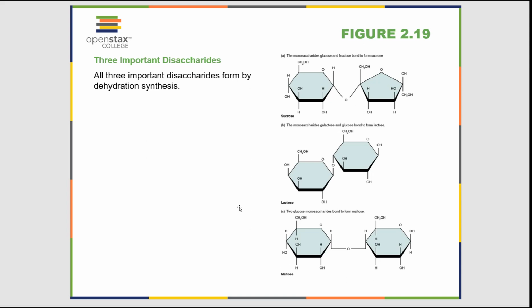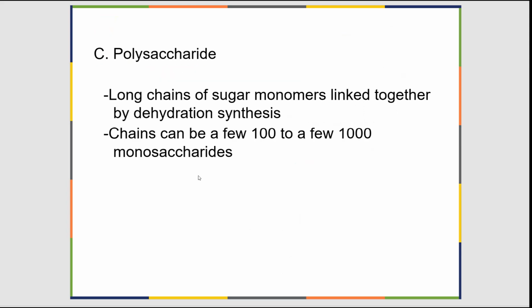Okay, we've got 3 important disaccharides. Remember, di is 2, so it's 2 sugars put together. Those 3 are sucrose, lactose, and maltose. Okay, sucrose is glucose and fructose. Lactose, we talked about, is the galactose and glucose. Maltose is 2 glucose.